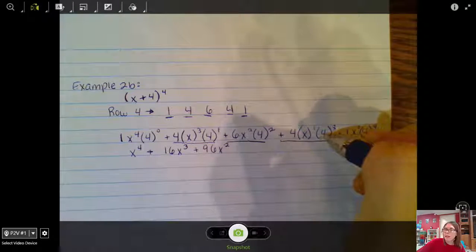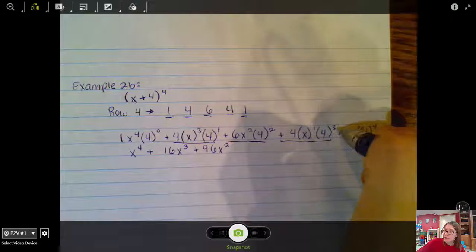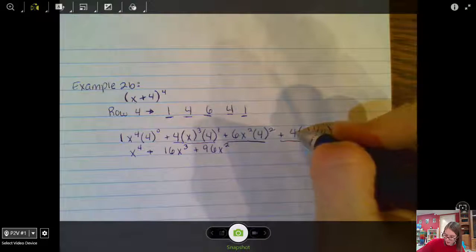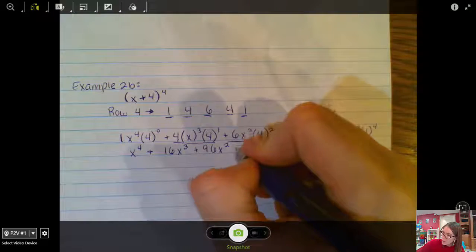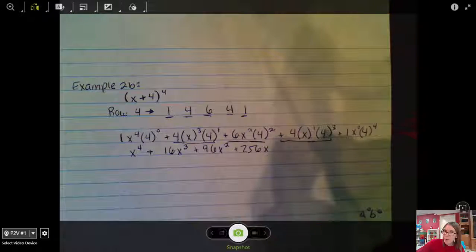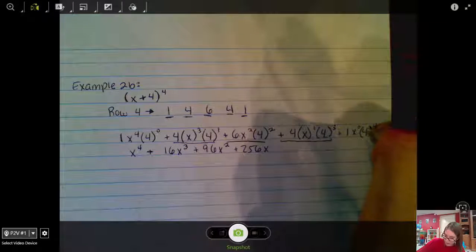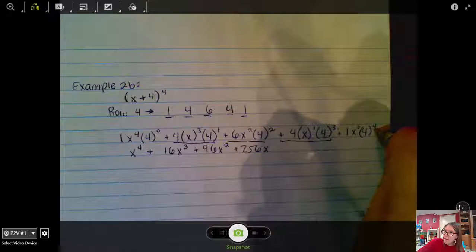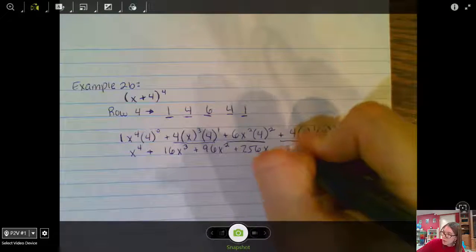Okay, looking at the 4 cubed first. 4 cubed is 64, times our 4, we have 256. X to the 1st power. And then finally, 4 to the 4th power is 256.